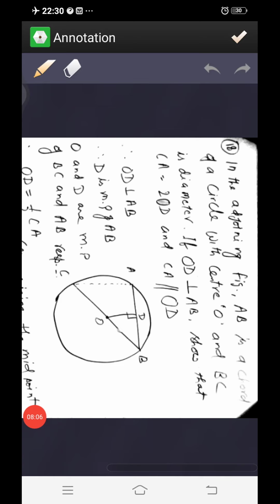Let us take question number 18. In the adjoining figure, AB is a chord of a circle with center O and BC is a diameter. If OD is perpendicular to AB, show that CA equals 2OD and CA is parallel to OD. So here AB is a chord and BC is the diameter, O is the center of the circle. Here from the center we have dropped the perpendicular to AB, and that will bisect AB.